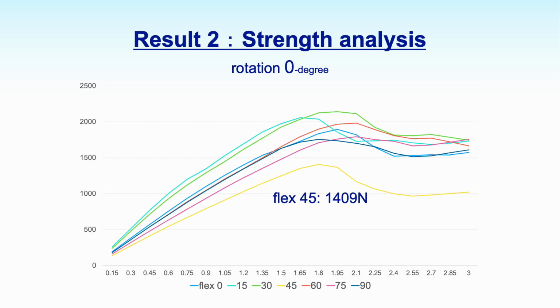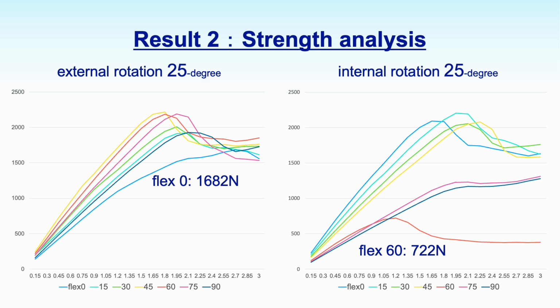The next step is the strength analysis. The data is graphed for each rotation group. Peak values were lowest at 45 degrees of flexion in the 0 degrees of rotation group. The external rotation group has the lowest peak value at 0 degrees of flexion, and the internal rotation group at 60 degrees of flexion. The lowest peak value among all models was 722 Newton for the internal rotation plus 60 degrees of flexion model.